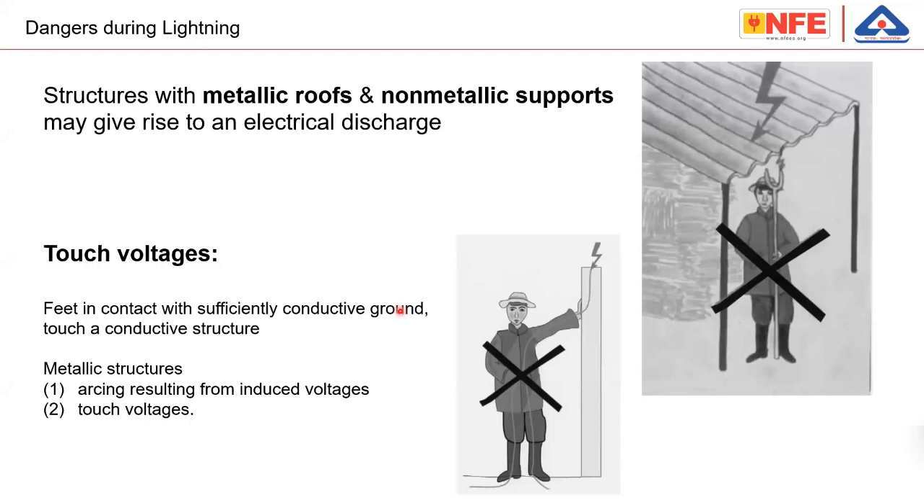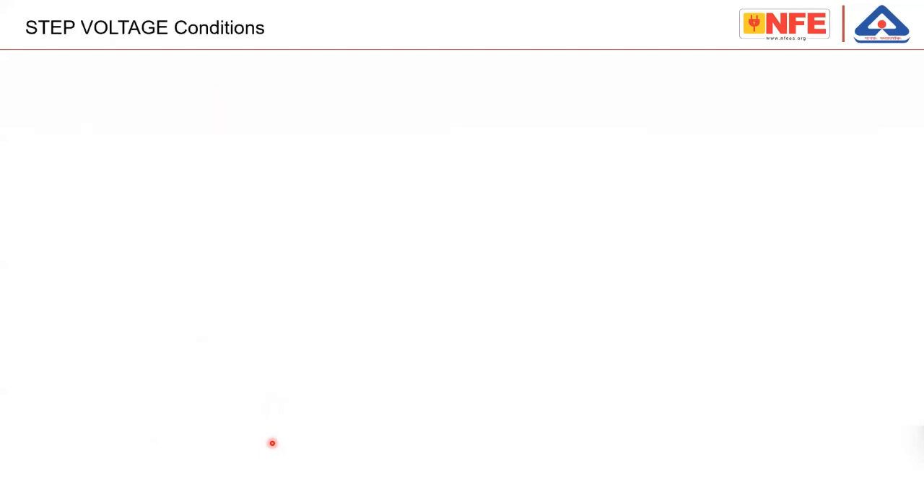So I repeat, if you are standing inside a building which has steel reinforcement and the protective equipotential bonding as per IS 732 or National Electrical Code is made, then inside the building this problem doesn't exist, but outside the building touch voltage exists. You can see the metallic structure arcing resulting from induced voltages and touch voltages. So the feet are at one voltage and the place where you are touching is at a different potential. People get injured in this case.